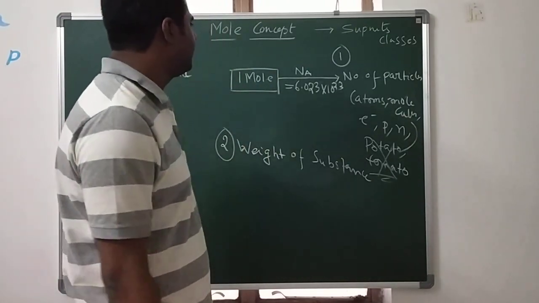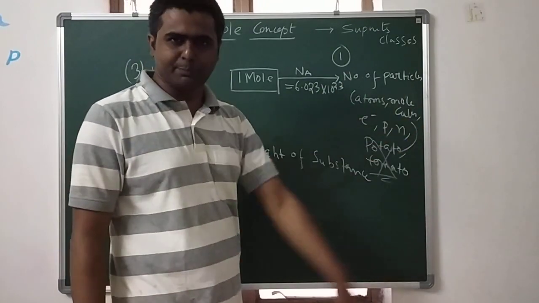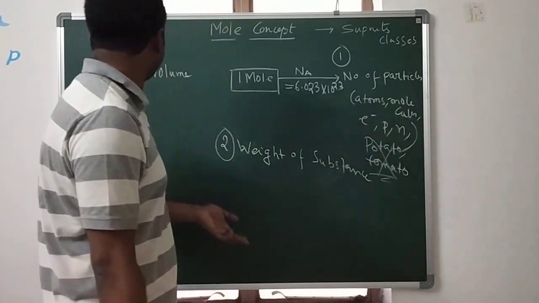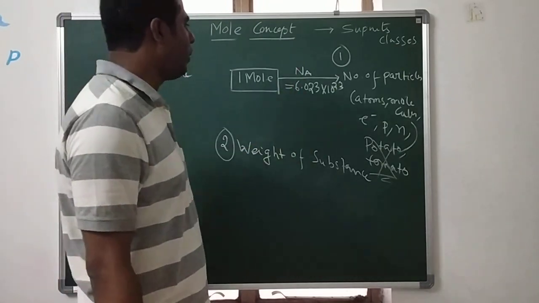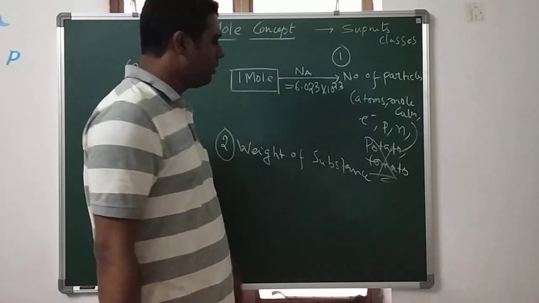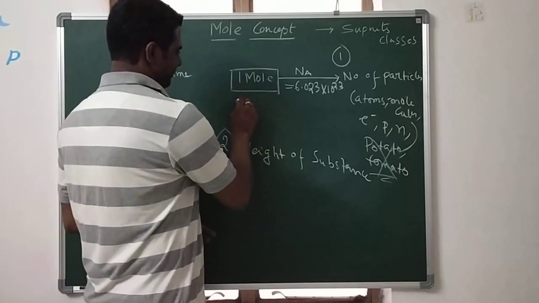So let us first go deep into this number of particles part. Then obviously we'll go to weight and volume part also. So number of particles part is N A. So 1 mole, we will take oxygen now. So let us take oxygen.